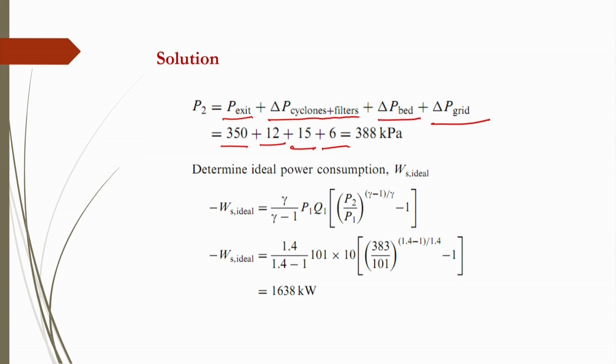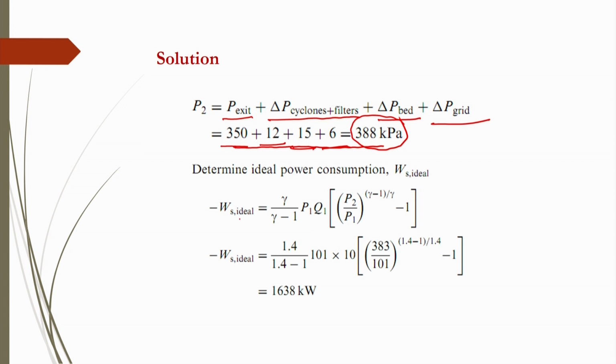So, now in this case the total pressure, that is the final pressure, will be the summation of these 1, 2, 3, 4 pressure contributions, and it is coming to 388 kilopascal. Now, the next part you have to determine is the ideal power consumption which is required to distribute the gas through this grid distributor.